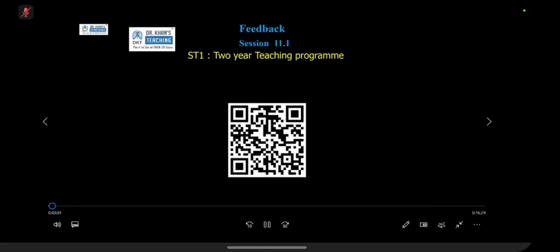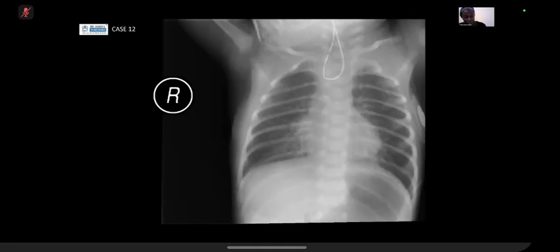Okay. Yeah, this one. So this is the first case. It's a chest X-ray of a neonate, and you can see here. Sam, can you point out the NG tube for me, please? Yeah, no problem. There we go. So that is the coiled NG tube in the proximal esophagus.